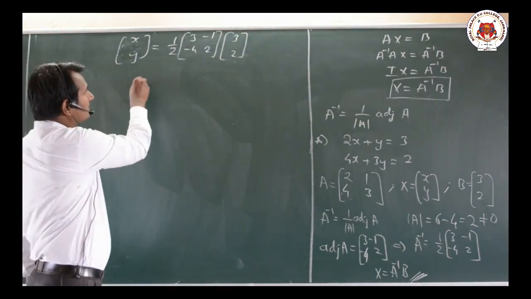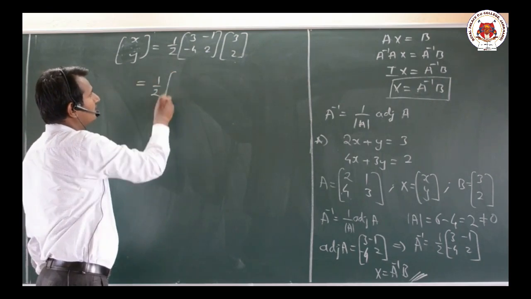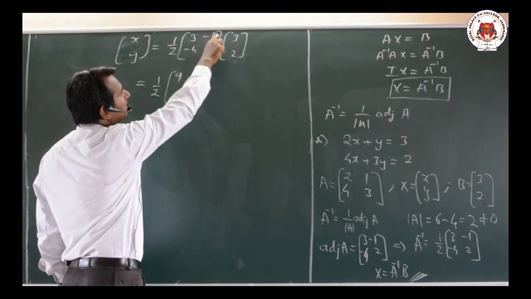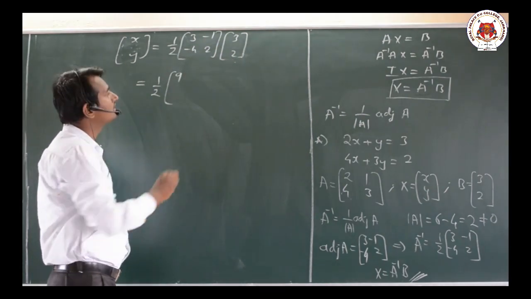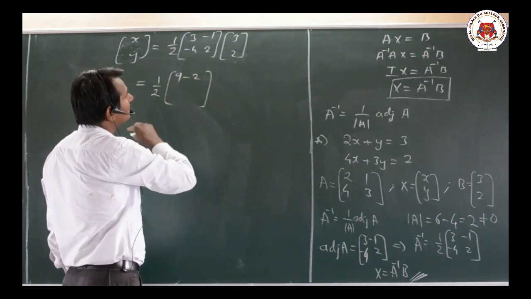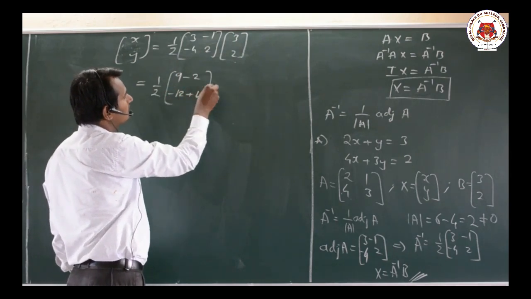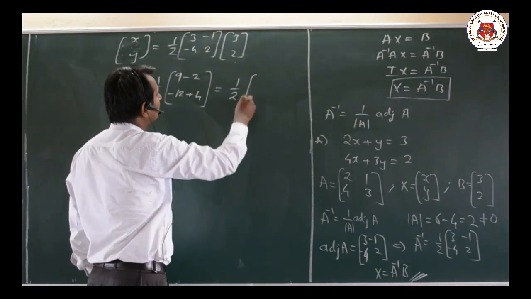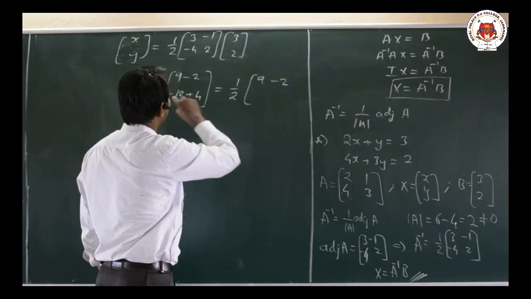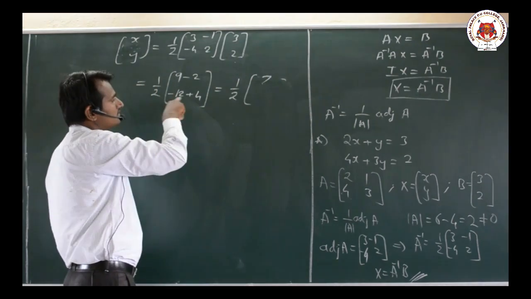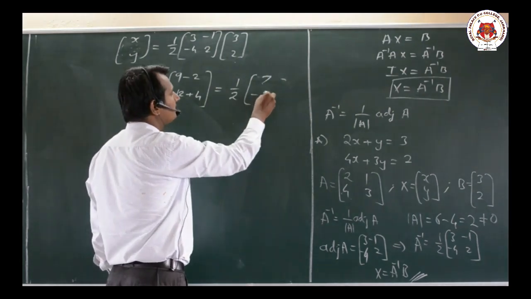What we get here? That is 1 by 2 into 3 into 3, 9. Okay, then minus 1 into 2. Minus 1 into 2 is minus 2. Next one, minus 4 into 3, that is minus 12 plus 4. The value is 1 by 2 into 9 minus 2. Next, 9 minus 2 value will be 7. And here minus 12 plus 4, the value will be minus 8.